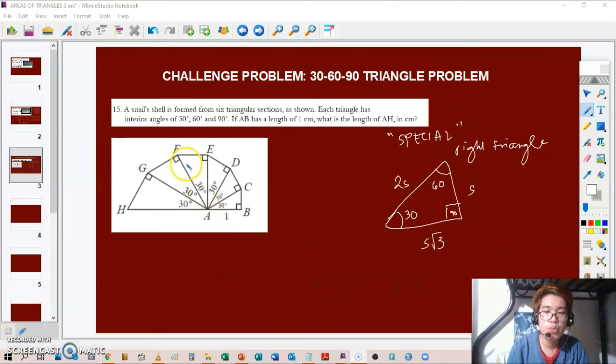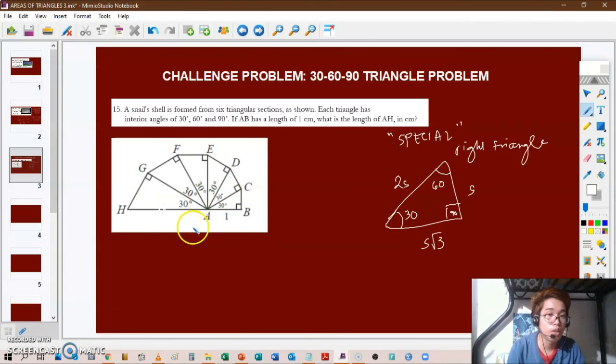So for our last problem, we have here a snail shell formed from 6 triangular sections as shown below. Each triangle has interior angles of 30, 60, 90 degrees, so it follows a 30, 60, 90 pattern. If AB is equal to 1, find the measurement of HA, or AH, in centimeters. So we have here AB is equal to 1.